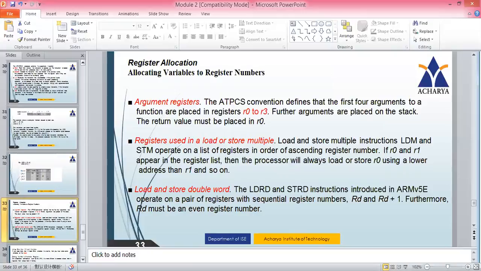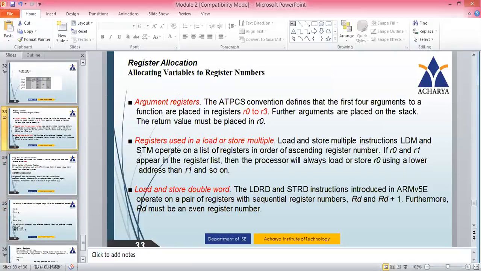Let's go to the next topic, register allocation. In case of register allocation, let us see argument registers. The ATPCS conventions define that the first 4 arguments to a function are placed in registers R0 to R3. So in any program, if you use some 5-6 variables, then among them the first 4 variables will be mapped onto R0 to R3, and the remaining variables are placed on the stack. This is one standard, and the return value must always be placed in R0. So some standards they follow here.